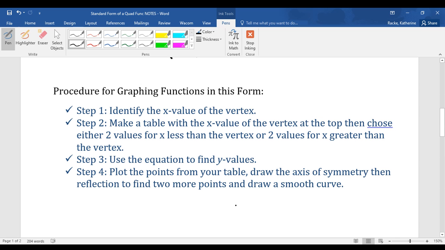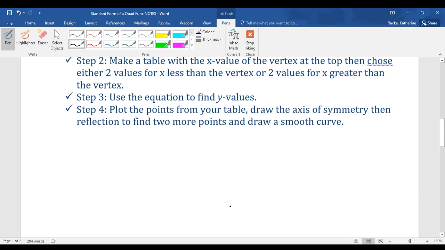All right, let's look at the procedure for graphing functions in this form. Step 1, identify the x value of the vertex. Step 2, make a table with the x value of the vertex at the top. Then choose either two values for x that are less than the vertex or two values for x that are greater than the vertex. Step 3, use the equation to find y values. Step 4, plot the points from your table, draw the axis of symmetry, and then use reflection to find two or more points and draw a smooth curve.